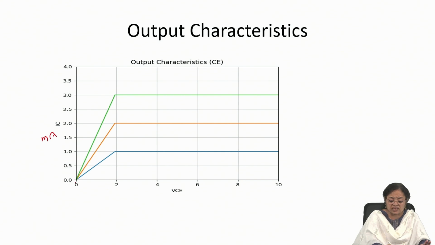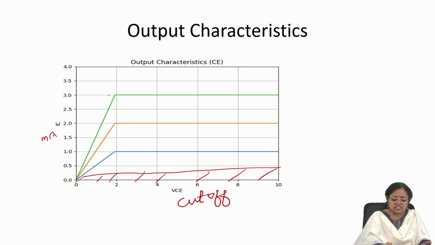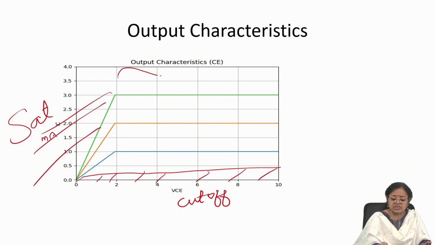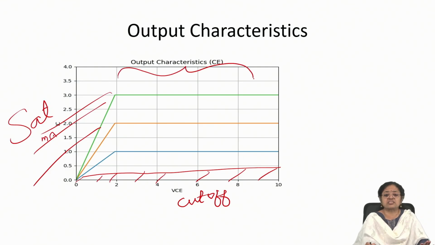In these output characteristics, I can always show the three regions of operation. This region is called the cutoff region, this region is called the saturation region, and over here, that is the center of the characteristics, this region is called the active region. So active region of operation.